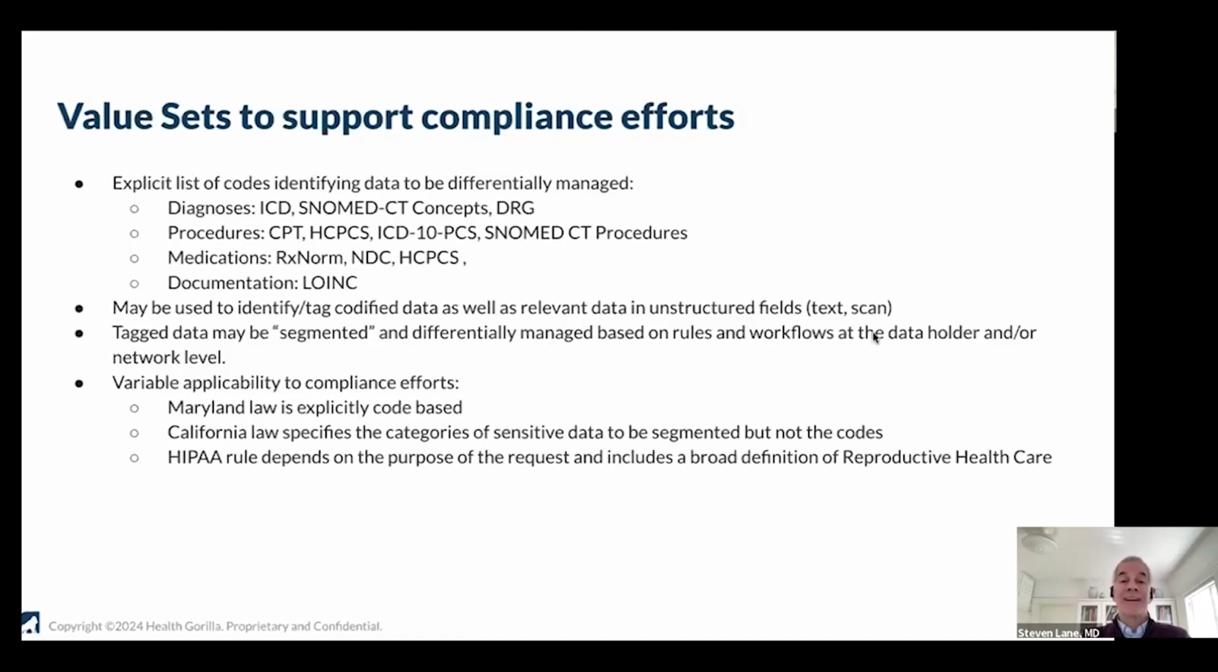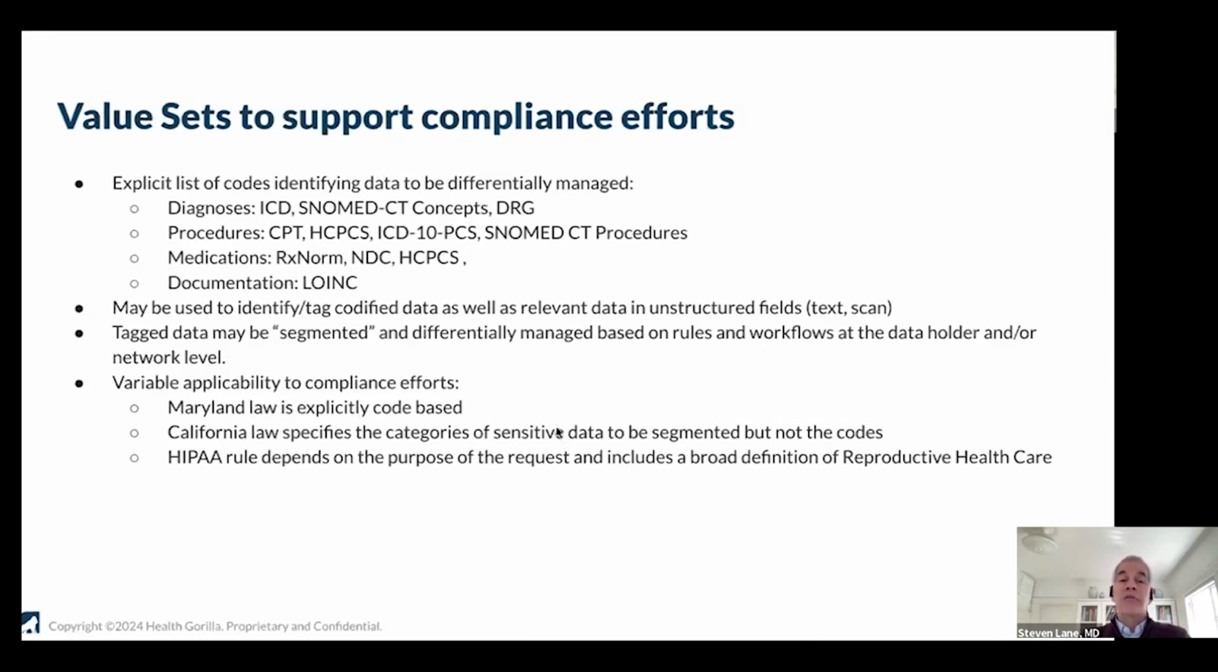These value sets can be used to identify and tag the codified data that is maintained or exchanged, but can also be used to go looking for relevant data that is in unstructured fields, the text, the scanned documents, et cetera. I think that's going to be a second phase of this work, and the value sets are initially going to be used to look at codified data. Once you can find this data, it can be segmented. Segmentation is an interesting term because it sort of sounds like you've got paper records in 2 different cabinets. But of course, when you've got a unified health record or database, that's harder to do. But the idea is that you can identify this data and manage it differentially as needed.